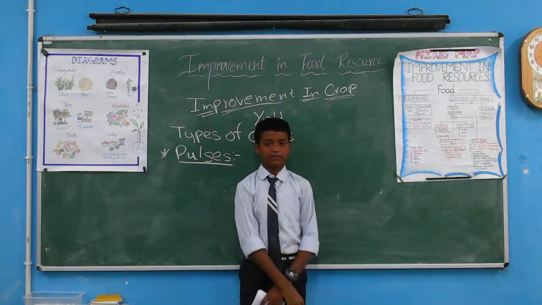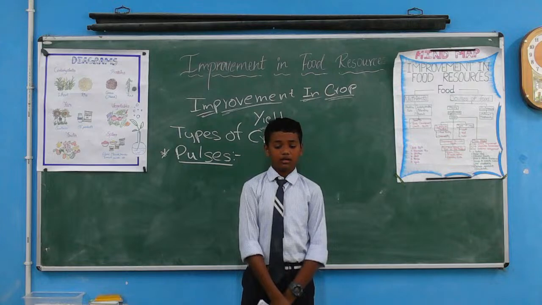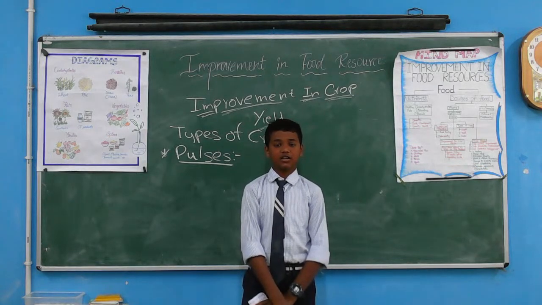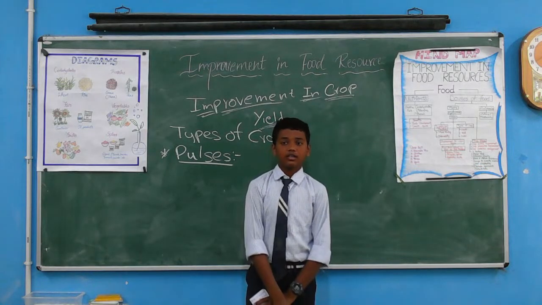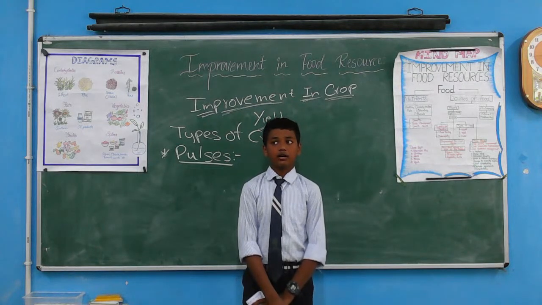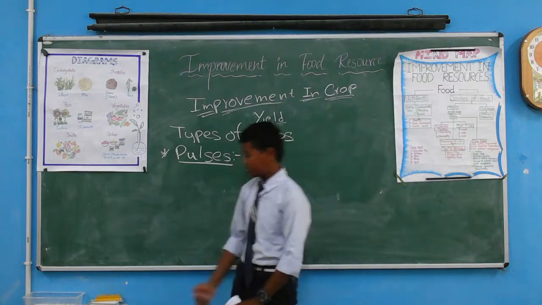And the third one is pulses. Pulses like peas, pigeon peas, gram, red gram, green gram, etc., provide us more proteins, which is also known as bodybuilding food. This bodybuilding food helps us with our growth and more physical strength.